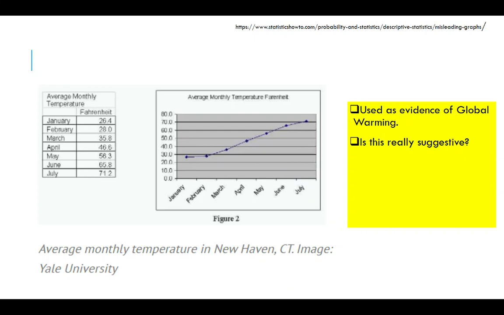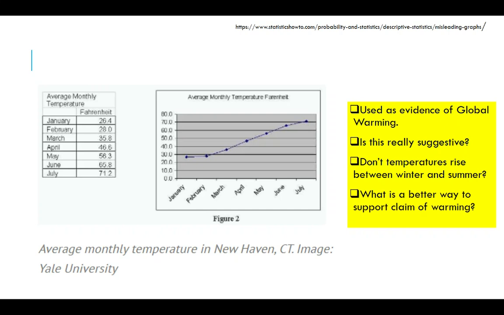You should be thinking, well, wait, don't temperatures rise between winter and summer? Because we're in Connecticut, right? Look at the bottom, it says New Haven, Connecticut. So don't temperatures rise between winters and summers anyway? So is that a fair comparison? Temperature goes up between winter and spring, and that is evidence of global warming? I don't think so. And I believe in global warming, but this data doesn't support that.